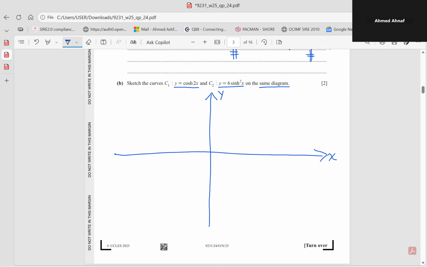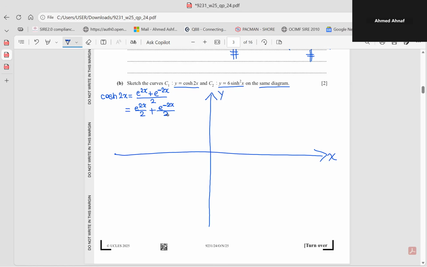Okay, so to sketch cosh 2x, let's start out by writing the exponential form. For cosh x, the general form is e to the power of x plus e to the power of negative x, over 2. So in this case, e to the power of 2x plus e to the power of negative 2x over 2. Now we're going to split this fraction up into two to give us two distinct functions. e to the power of 2x over 2 plus e to the power of negative 2x over 2.